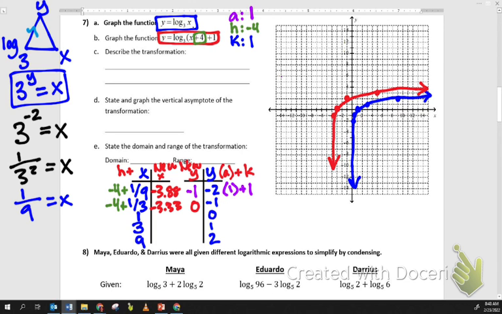Okay, hold on. What would be my vertical asymptote on this graph? My vertical asymptote, -4. Remember, you can use 1 page of notes, front and back, handwritten tomorrow.